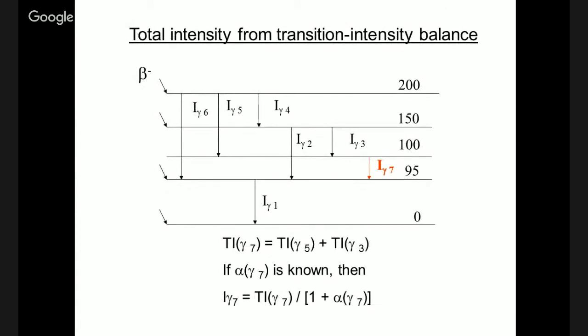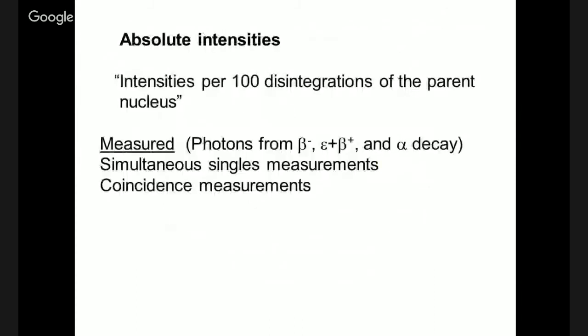Total intensity from transition intensity balance. Well, this is very simple. Let's say this red transition. We want to know what the intensity of this is. Well, it should be equal to the sum of this plus that if there is no feeding here. And that's what it is. If alpha, the conversion coefficient, is known, you divide that by the conversion coefficient and you have the photon intensity of this. This is just very simple.